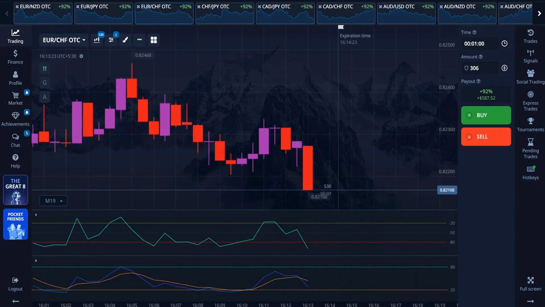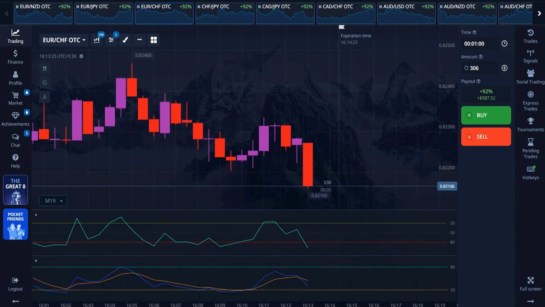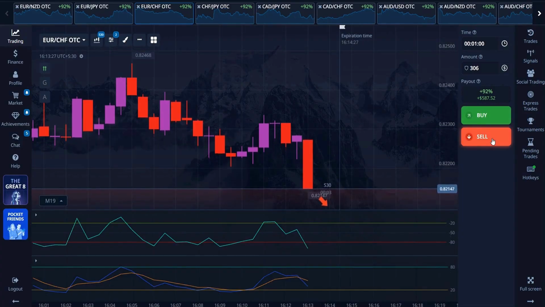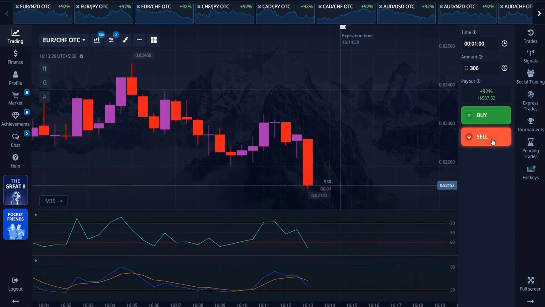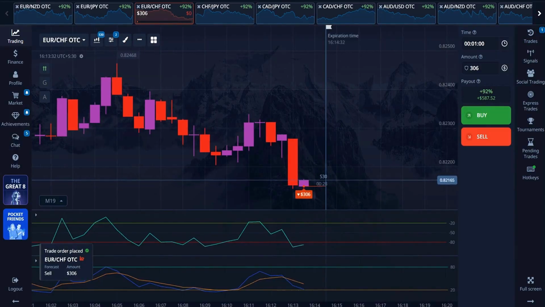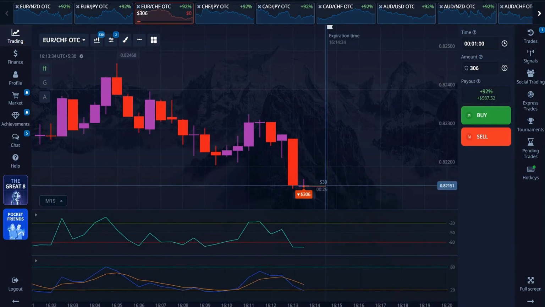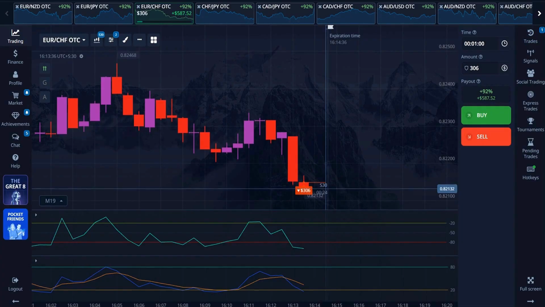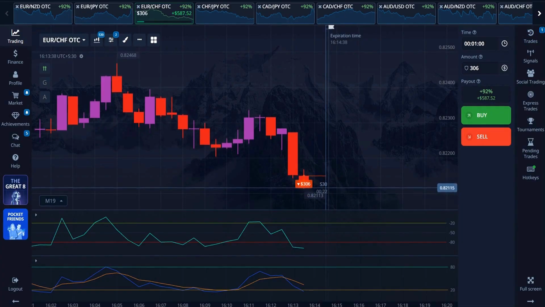Now that you know the rules, let's put this strategy into action with some live trading examples. Stay with me, because this is where the real magic happens. All right, traders, let's take a closer look at this setup. According to our strategy, this is a perfect sell trade setup.